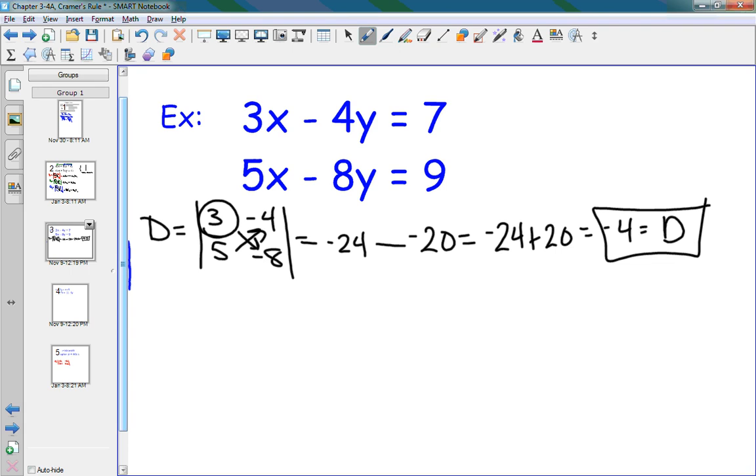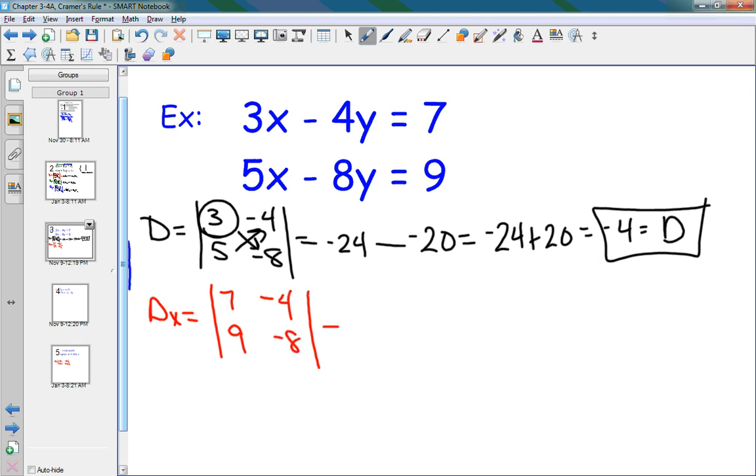Do we all see that, yes or no? Okay, next. dx. When I'm doing dx, what do I get rid of? Do I get rid of the x coefficients or the y coefficients? I get rid of the x coefficients because I'm doing dx. What do I put in replace of them? The c, so I'm going to have 7, 9, and then what?